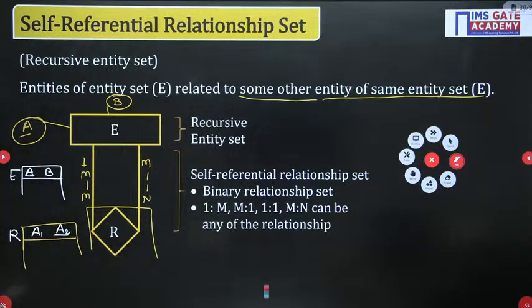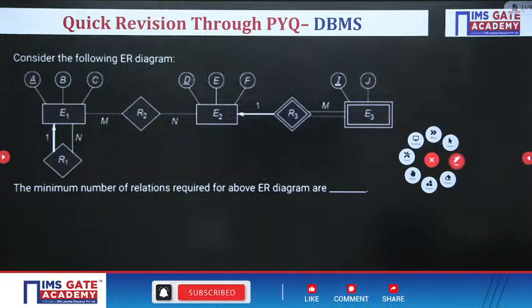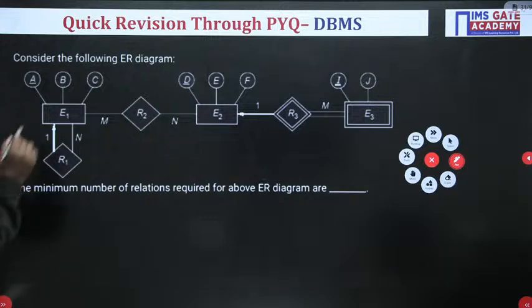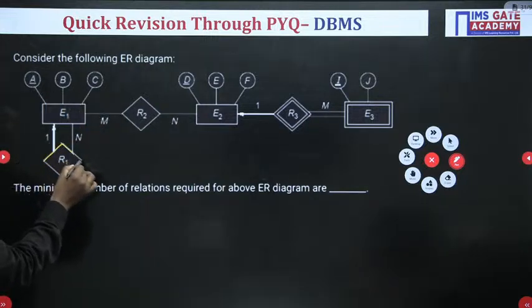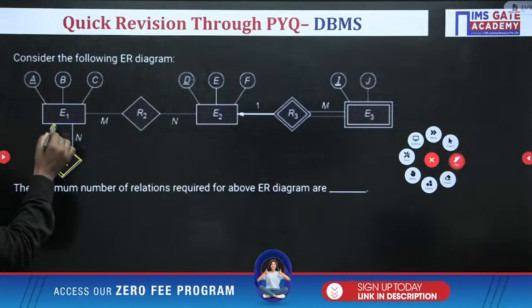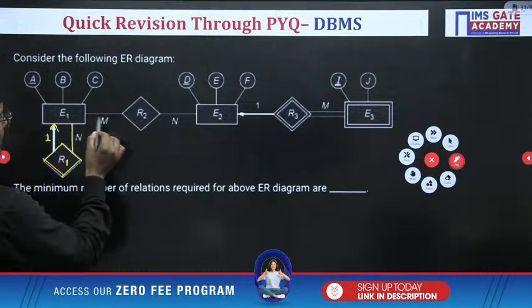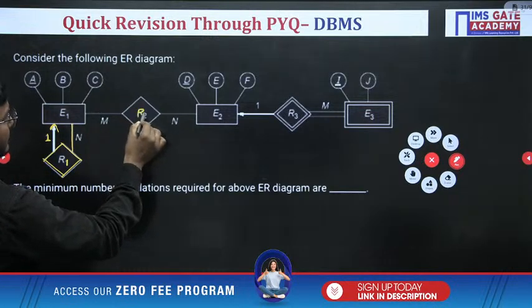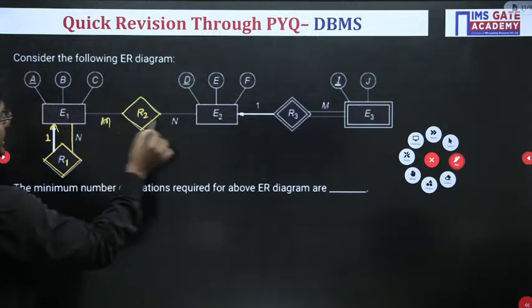Now see, next is the question. You can try it. This has the E1 entity set with attributes A, B, C. This is a self-referential relationship R1, and the mapping is one to many. Then here it is the R2 relationship, and the mapping is many to many.